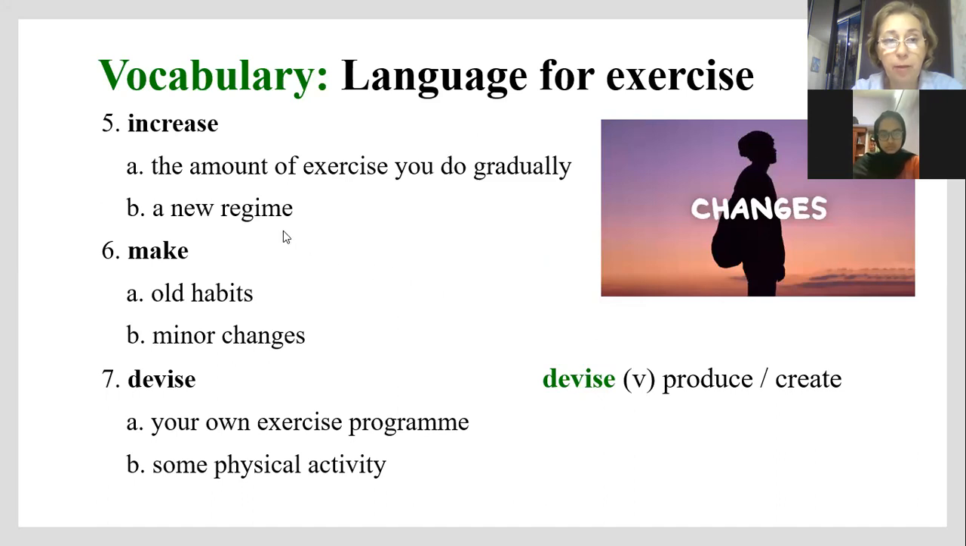And here increase. Increase what? Amount of exercise. Gradually. Yes, gradually. It's important. And make minor changes. Exactly. And devise. Devise here means to produce, to create. Devise your own exercise program. Good.